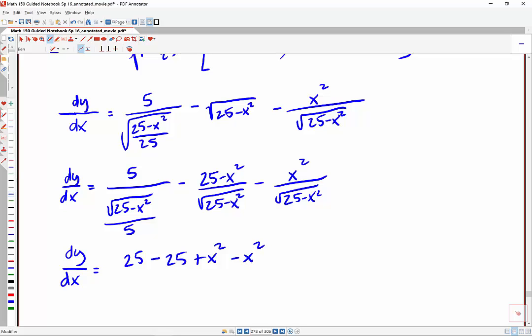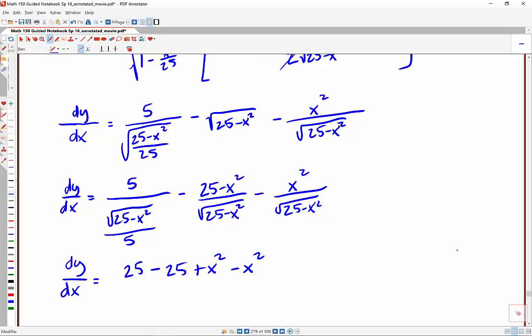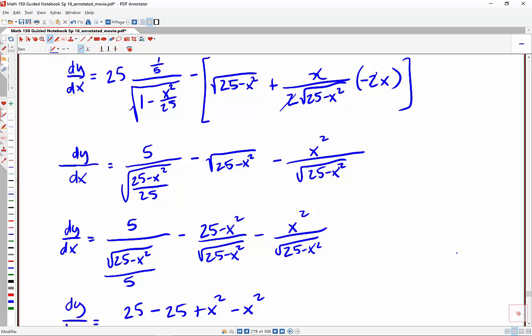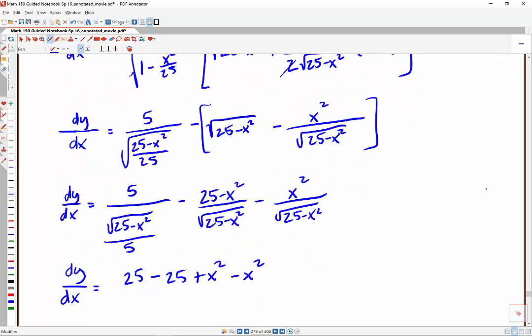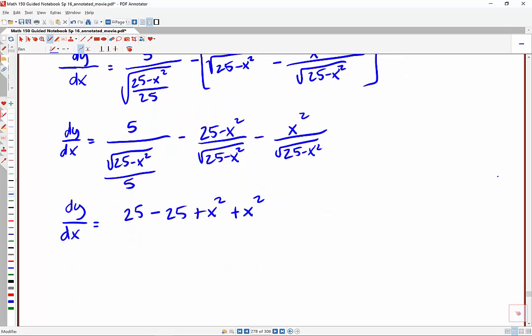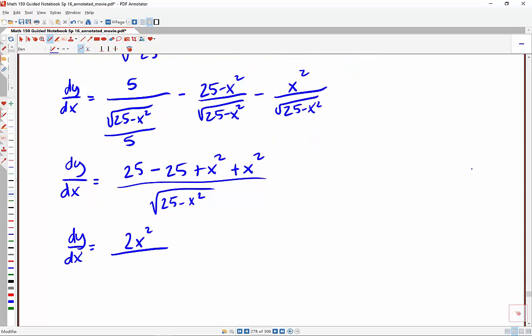Oh, and I'm sorry. Here we go. I knew there was something hinky here. I needed to put grouping symbols around there. And so when I do that, I'll have the minus 25, the plus x squared, and this will end up being another plus. Okay, and that's all over the square root of 25 minus x squared. So dy dx is equal to 2x squared over the square root of 25 minus x squared. And we are done.